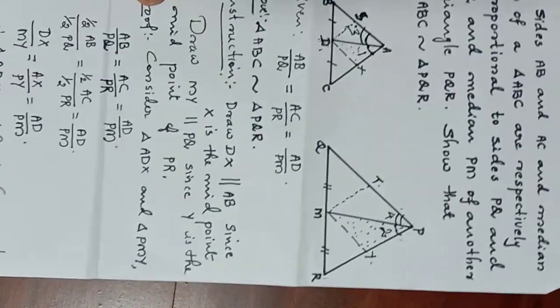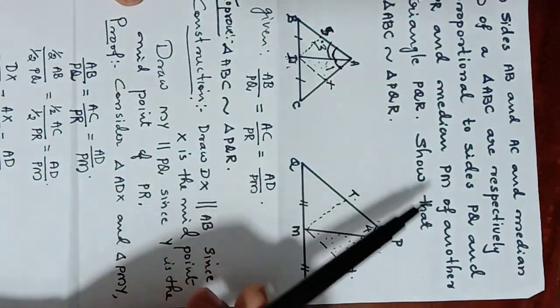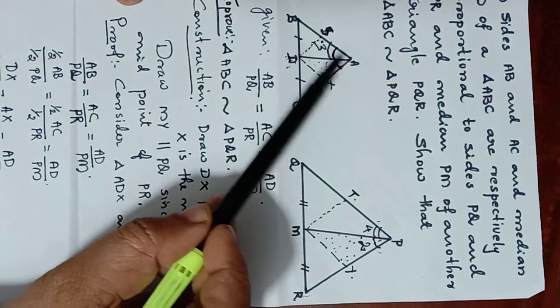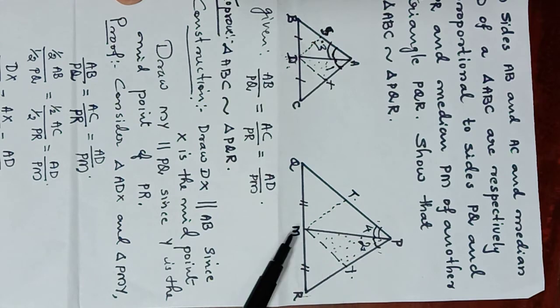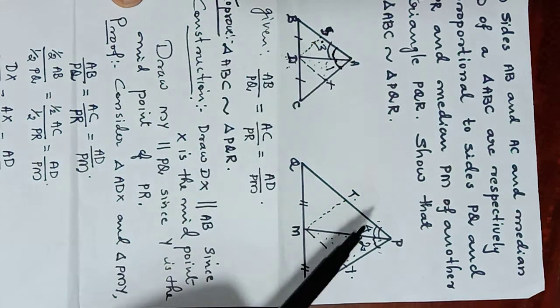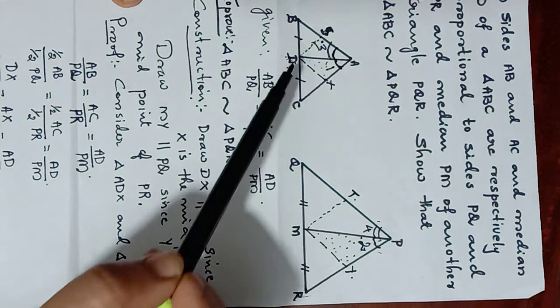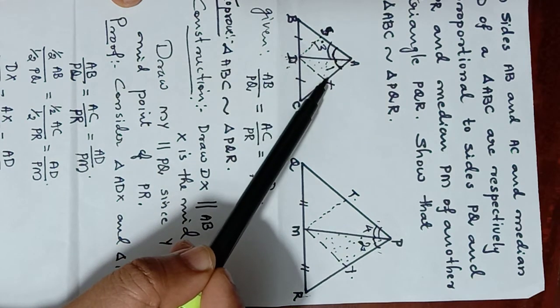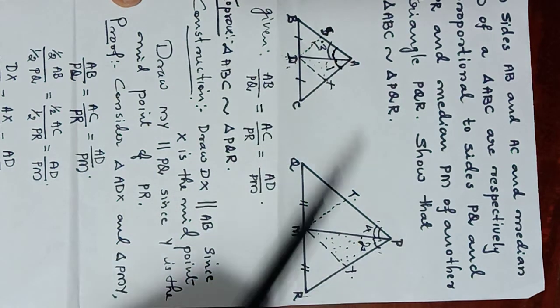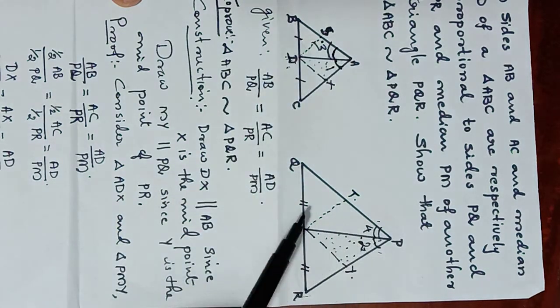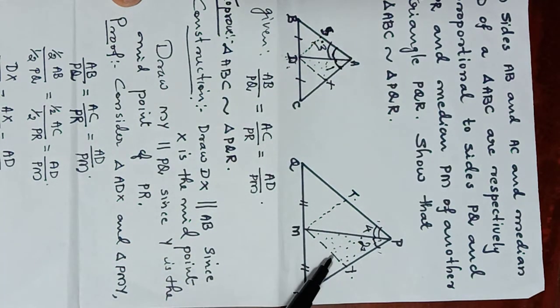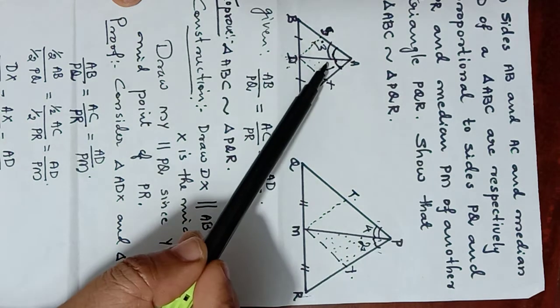So the only thing is here we have to consider the sides proportionality, both the side and one median, proportional to side and median. First we will consider these two shaded triangles. Okay, by constructing X as the midpoint, Y as the midpoint, so DX will be half of AB, MY will be half of PQ. So these three sides proportionality we will write first. By SSS similarity, these two triangles are similar.